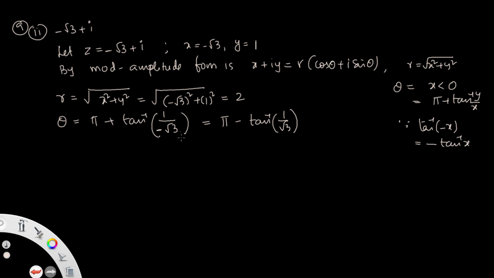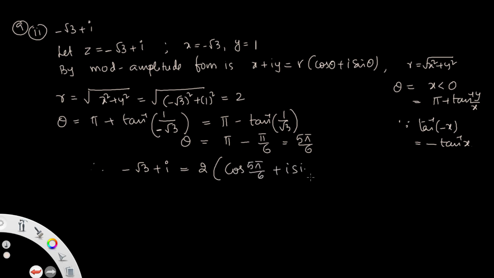So this is the formula. Now find out pi minus. 1 by root 3 means 30 degrees, that is pi by 6. Then you get 5 pi by 6. Therefore theta equals 5 pi by 6. Therefore the polar form of the number is r, which is 2, into cos 5 pi by 6 plus i sin 5 pi by 6. In short, the simplified form is 2 into cis of 5 pi by 6. This is the polar form of the given complex number.